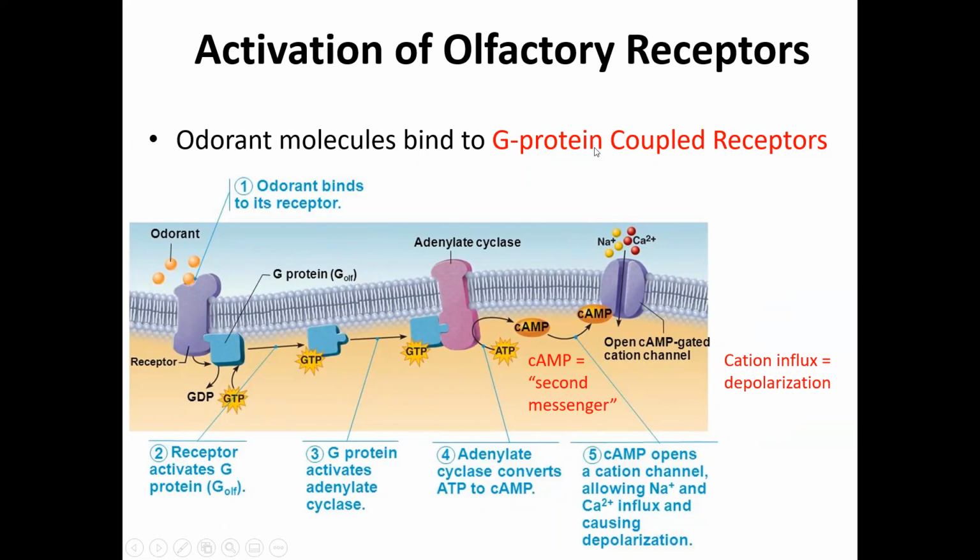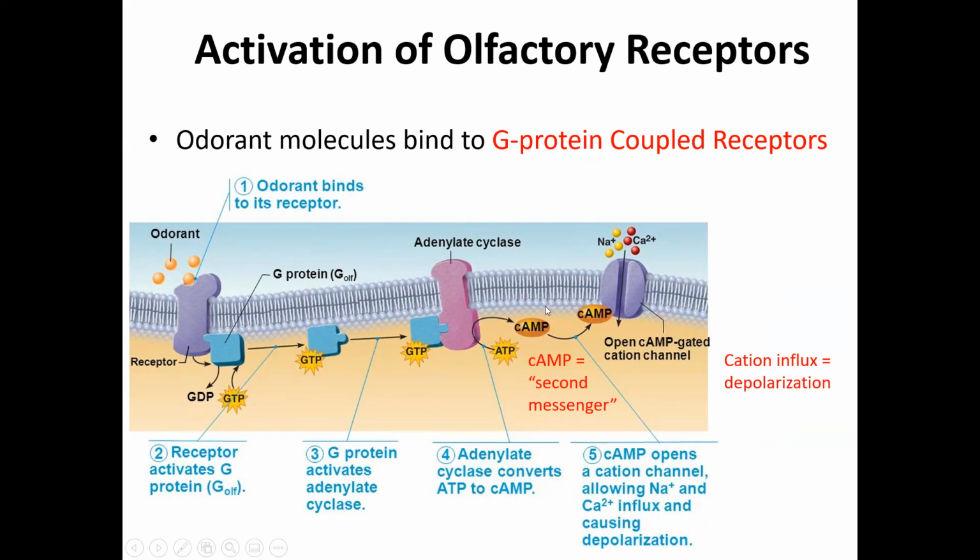We call it a G protein coupled receptor because the receptor is coupled or linked to a G protein, so that when the chemical binds to the receptor, the G protein is going to be activated. See how it has a GTP on there? That means it's activated. That'll then in turn activate an enzyme. This enzyme is called adenylate cyclase. It takes ATP, adenosine triphosphate, and converts it into cyclic AMP, which is cyclic adenosine monophosphate.